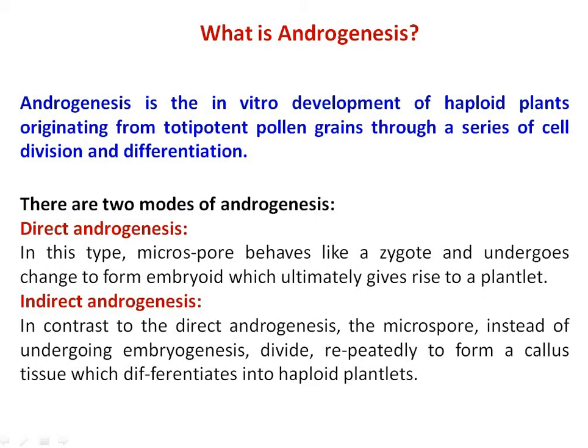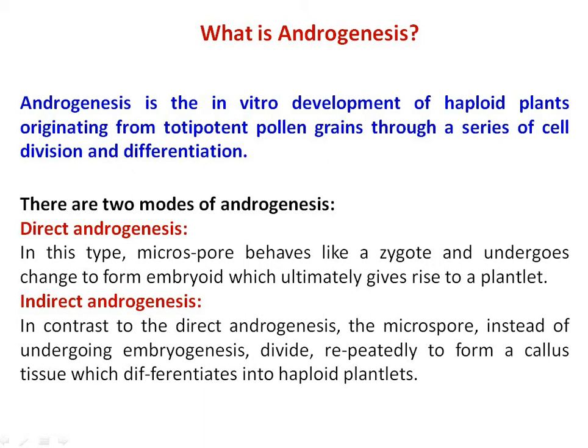Androgenesis is of two types. Number one is direct androgenesis and number two is indirect androgenesis. In direct androgenesis, the microspore or pollen grain behaves like a zygote and undergoes cell divisions to form an embryo, which ultimately gives rise to a plantlet.